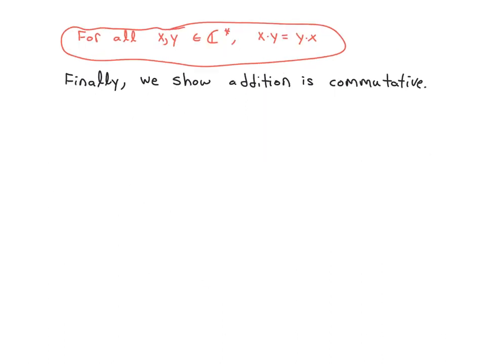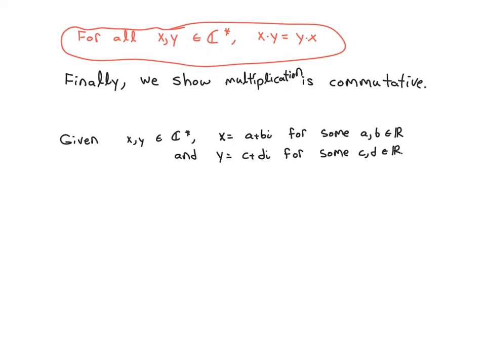Now, if you're going to claim that your group is an abelian group, there's still this last step. So finally, we show multiplication is commutative. Sorry about that. So for all non-zero complex numbers, x times y is equal to y times x.